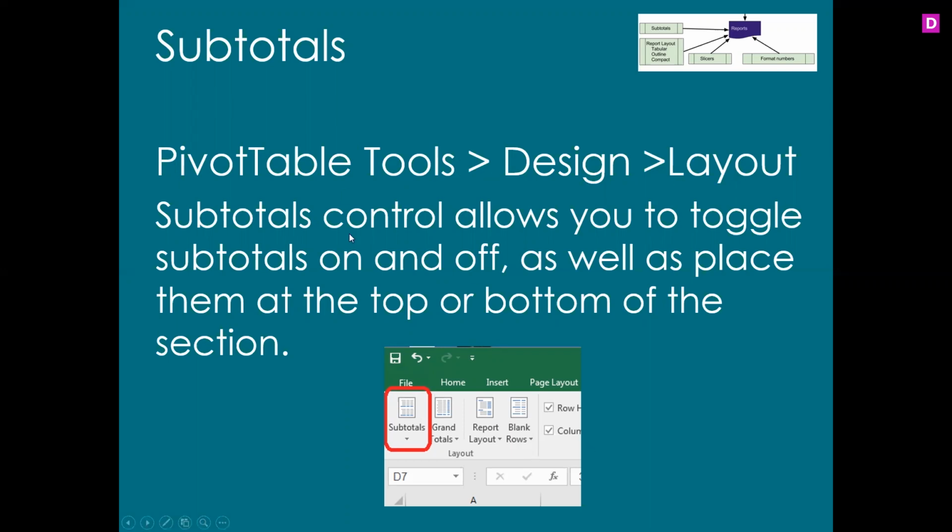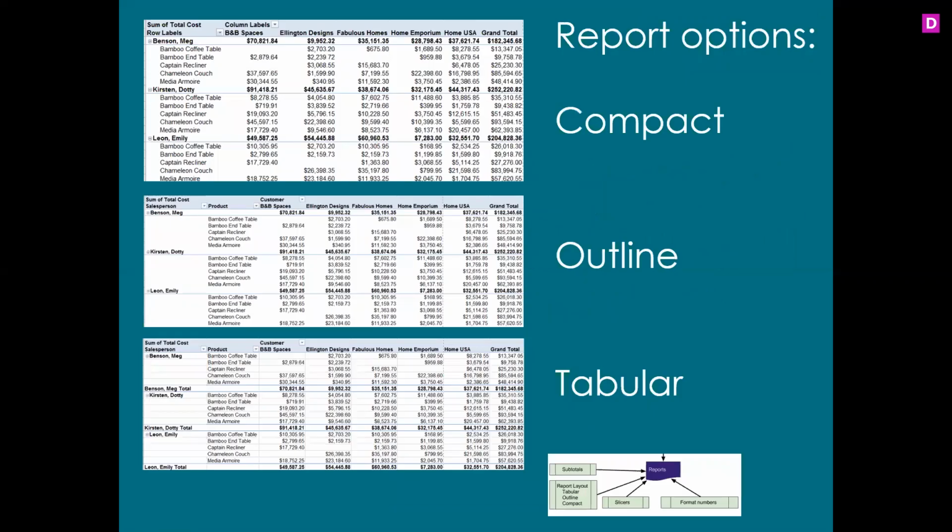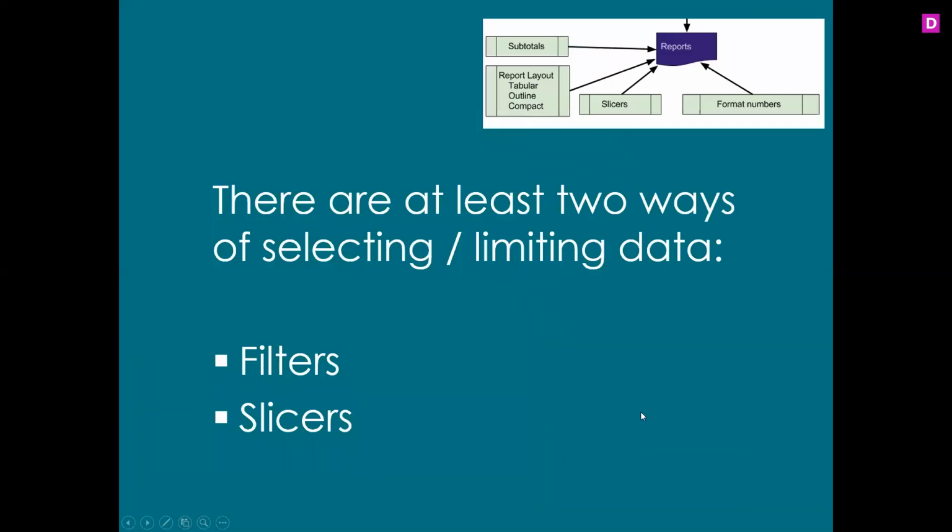Under PivotTable Tools, Design, Layout, there are subtotal controls. You can toggle the subtotal buttons off and on. This is the subtotal option of the pivot table. This is the compact form of the subtotal. This is the outline form of the subtotal. This is the tabular form of the subtotal. These are all subtotals.